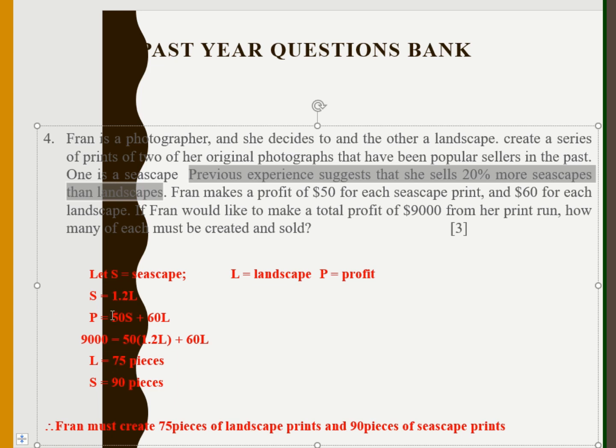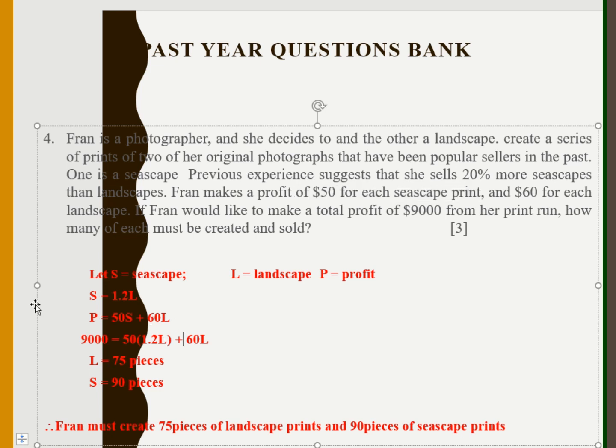What is 120%? 1.2. So S is equal to 1.2L, correct? So you get that right. 20% more means 120%, which is 1.2. So S is equal to 1.2L. Fran makes a profit of 50 for each seascape and 60 for each landscape. So profit is equal to 50S plus 60L.